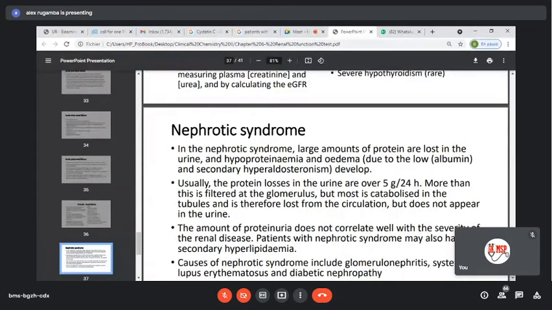Usually protein loss in urine is about 5 grams per day. More than this is filtered by the glomerulus, but most is catabolized in the tubules, and therefore the loss from circulation appears in urine.